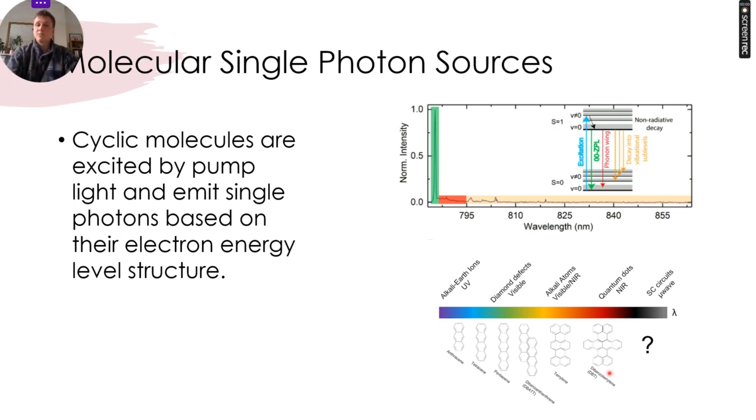So, what is a molecular single photon source? Essentially, it's a cyclic molecule, such as these ones down here at the bottom of the page, that is excited by a pump light and emits a single photon based on the electron energy level structure of that molecule. Okay?